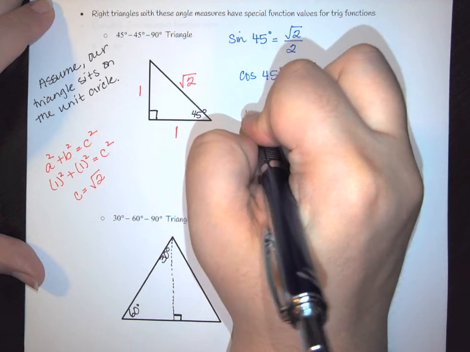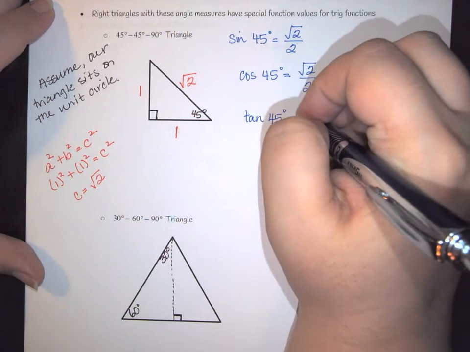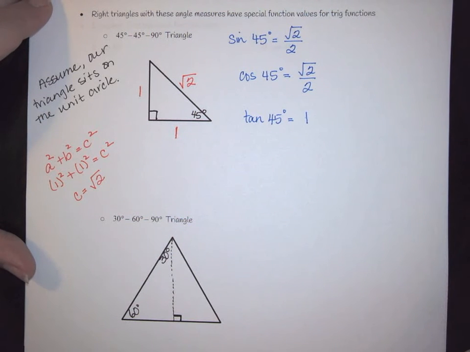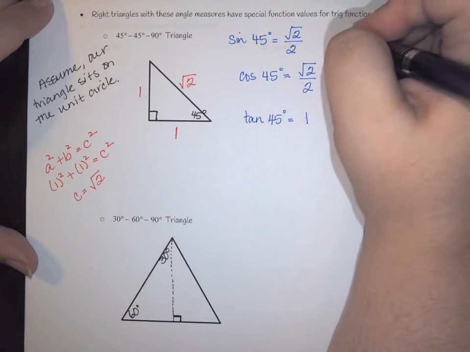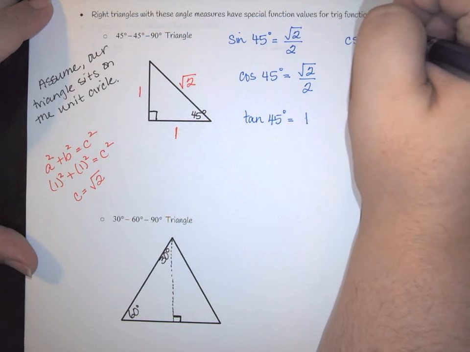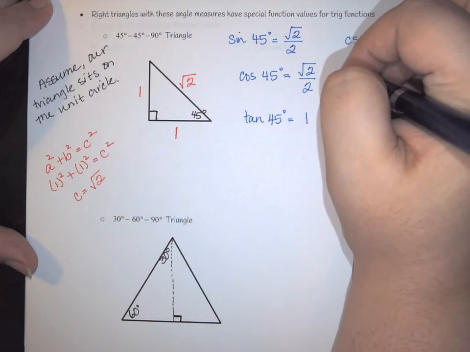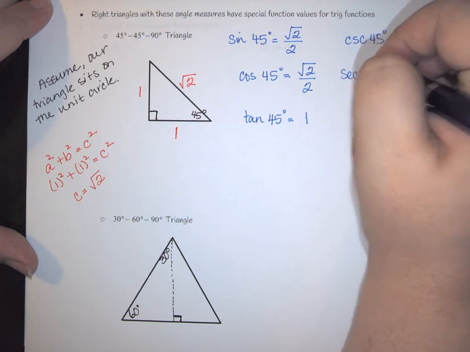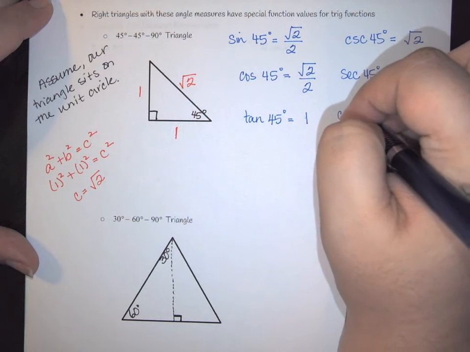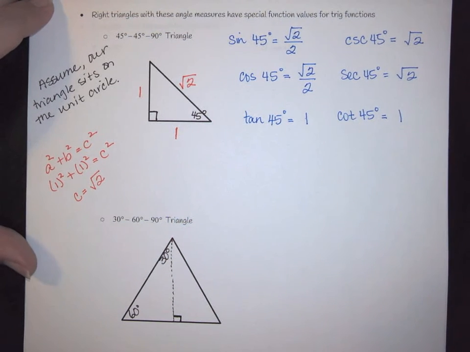Now we have the tangent of 45 degrees, and the tangent is opposite over adjacent, which is 1. And then we have our others. The cosecant of 45 degrees comes out to being just the square root of 2. The secant of 45 degrees ends up being the square root of 2. And the cotangent of 45 degrees still ends up being 1.